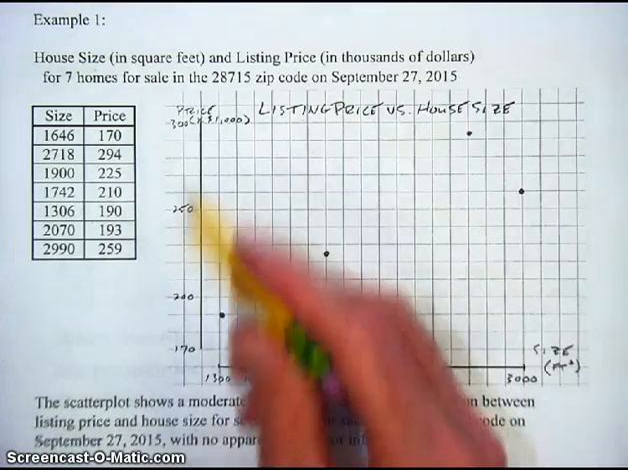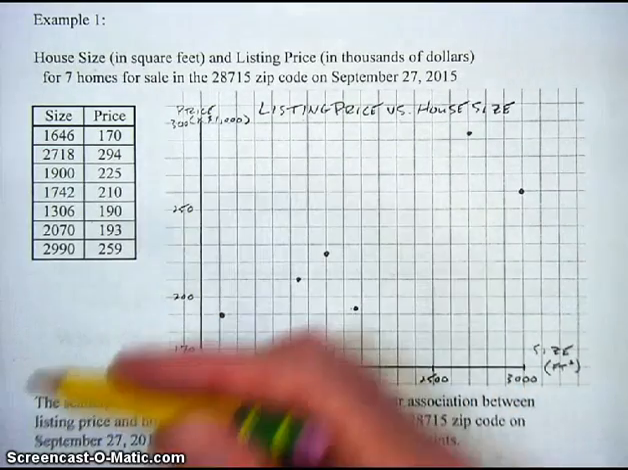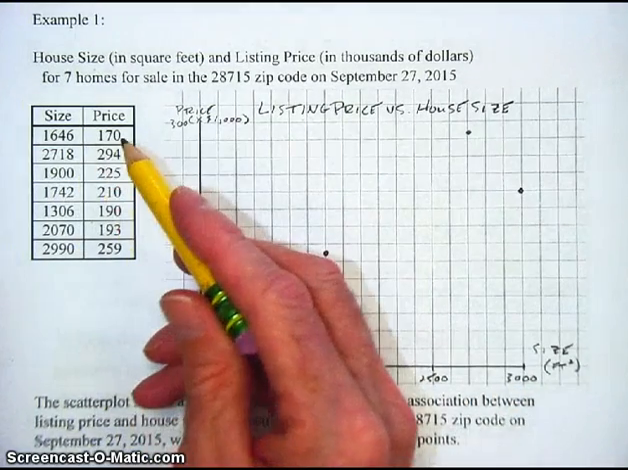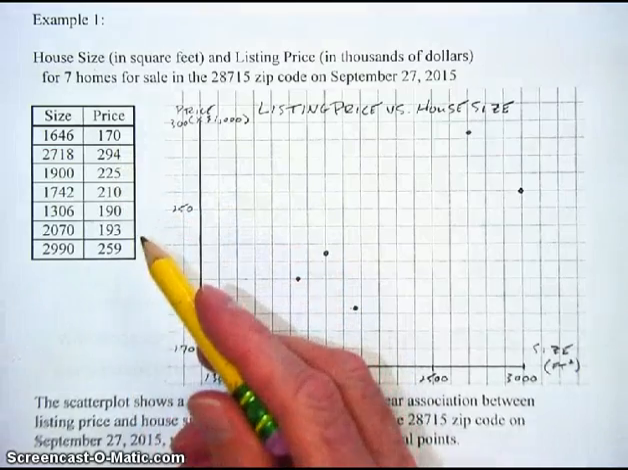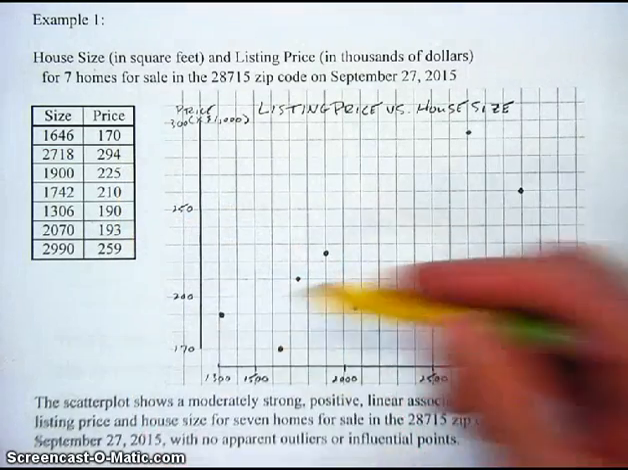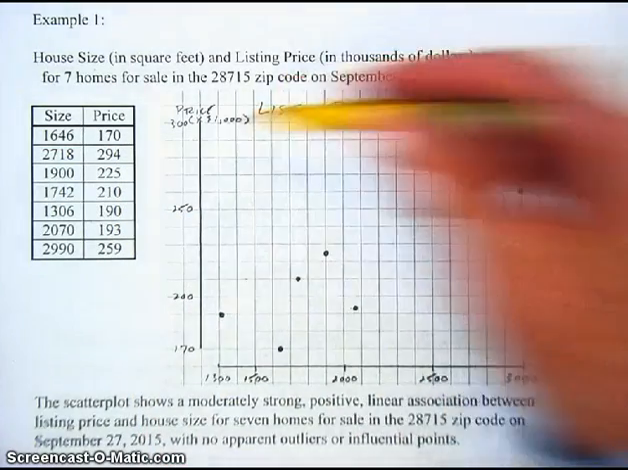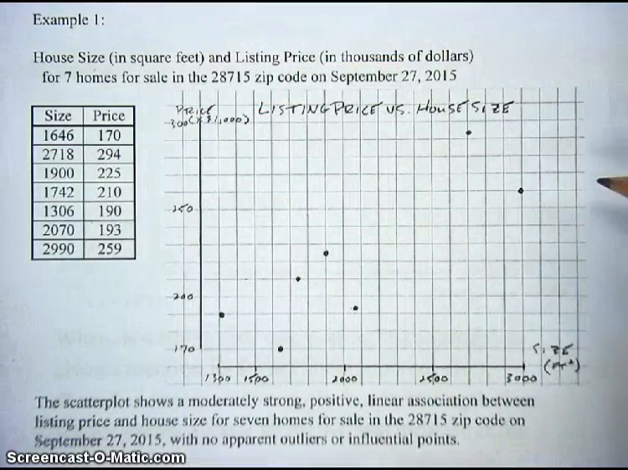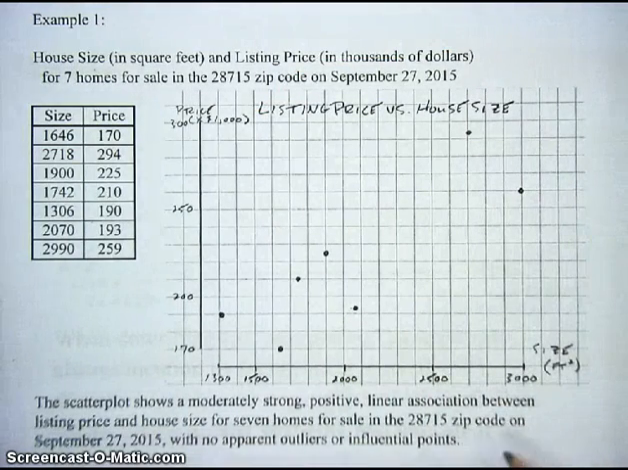And then on the vertical axis, my lowest value for price is 170, and my highest value is 294. So I made my axis go from 170 to $300,000. And then I plotted my 7 points here. And then here's my interpretation of the scatter plot.